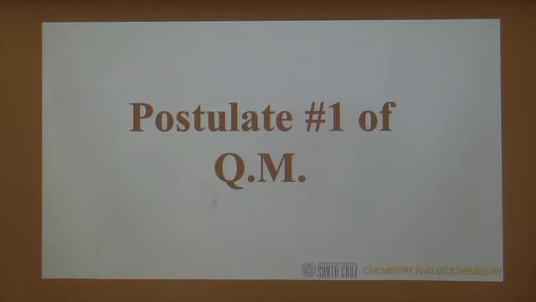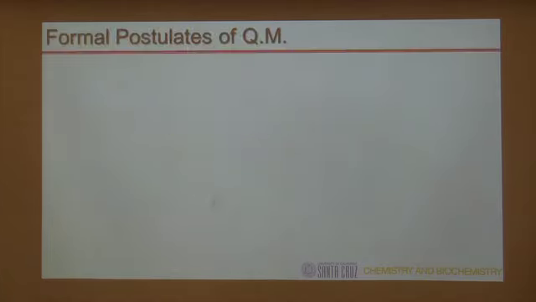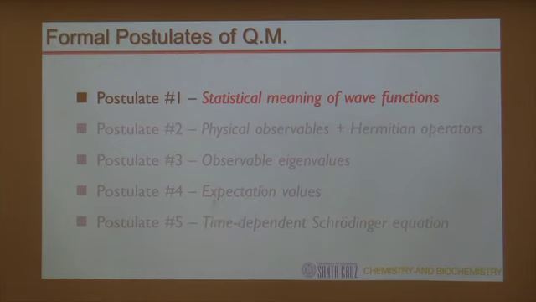If not, we'll spend some time talking about postulate number 1. In quantum mechanics, we have several formal postulates, which simply means quantum mechanics is built up based on those postulates. There are 5 that we will talk about in this class, but today we're going to talk about the first one: the statistical meaning of wave function. So what is the statistical meaning of wave function?